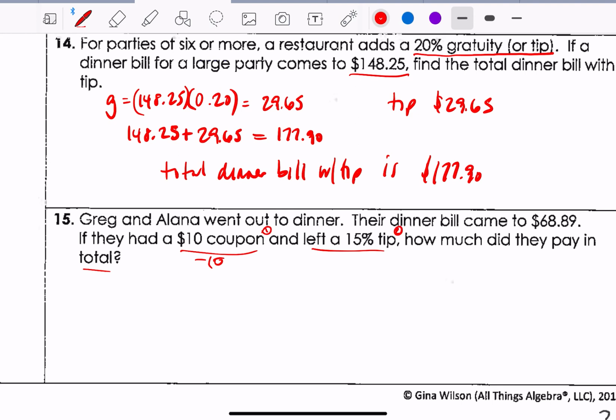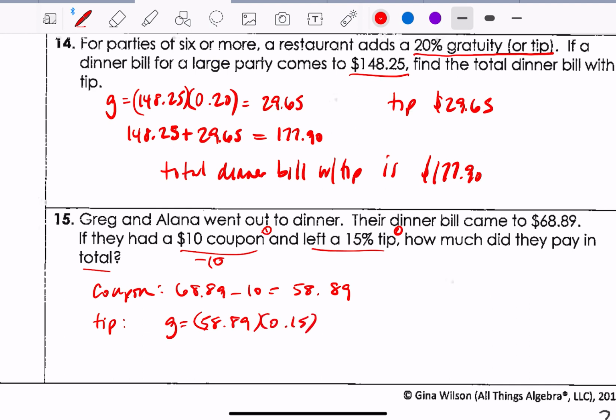So for the coupon, I'm going to take the original amount of the dinner, $68.89, and I'm going to subtract 10, and that's going to give me how much the dinner costs with the coupon taken off. So there you go. Now I need to leave a 15% tip on that new cost. So the tip is going to be G equals, gratuity equals, the amount of the dinner bill minus the coupon, times 0.15, that's 15% as a decimal, and I get 8.83.